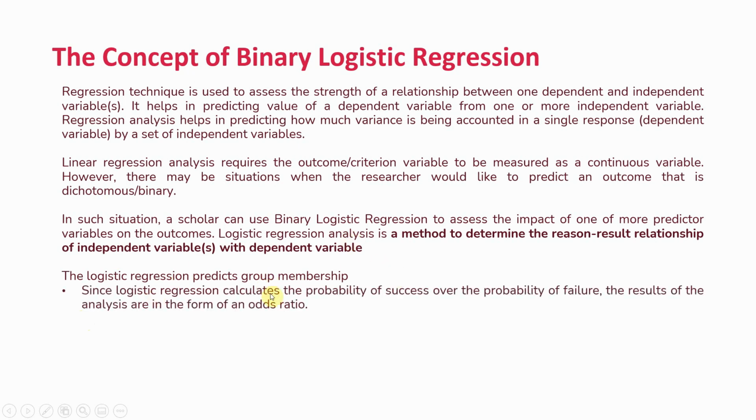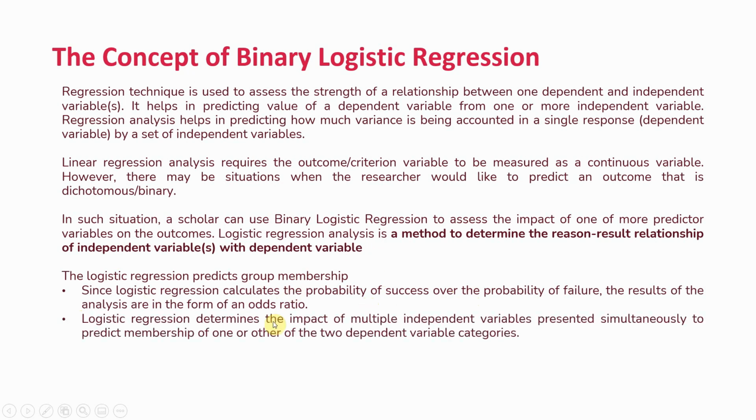Since logistic regression calculates the probability of success over the probability of failure, whether you will fall in one or the other group, the results of the analysis are in the form of odds ratio, that is your probability to fall in one or the other group. Logistic regression determines the impact of multiple independent variables presented simultaneously to predict membership of one or other of the two dependent variable categories.